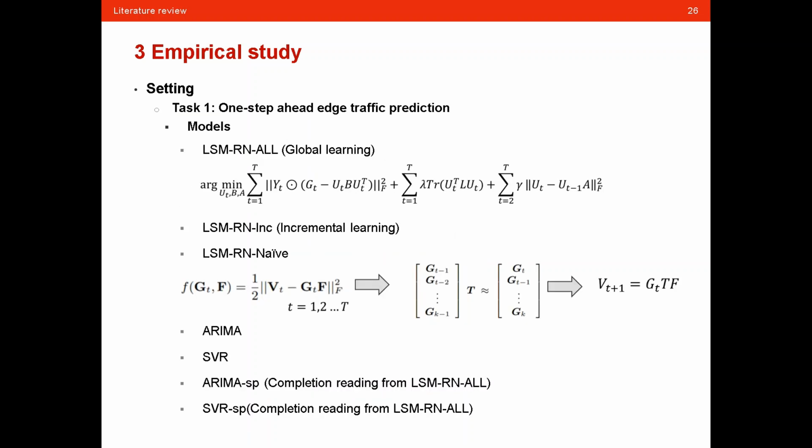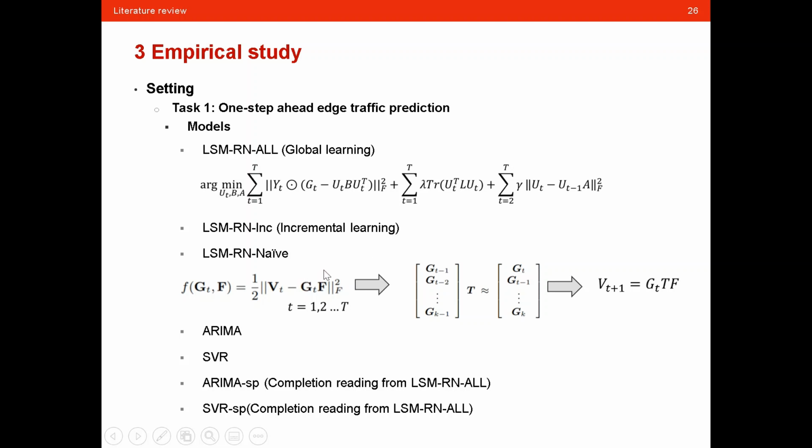The paper conducted multiple tests to verify the model. The first test is the one-step ahead edge traffic prediction, and the models to analyze and compare include the global learning model, which is proposed by this paper with this formula and this optimization problem, and the incremental learning also proposed by this paper, which was introduced before.